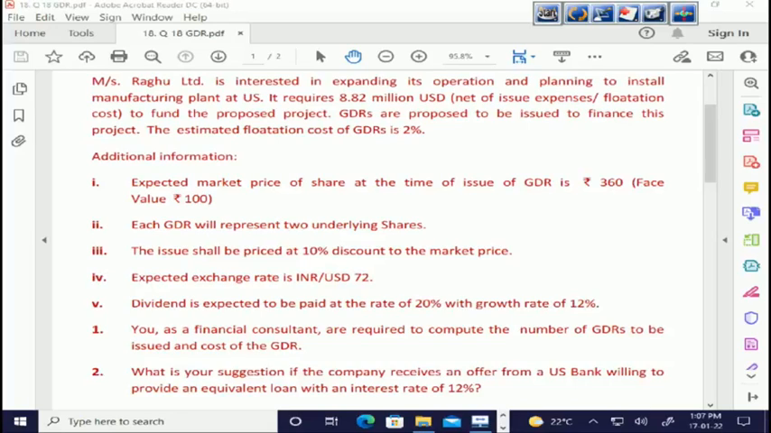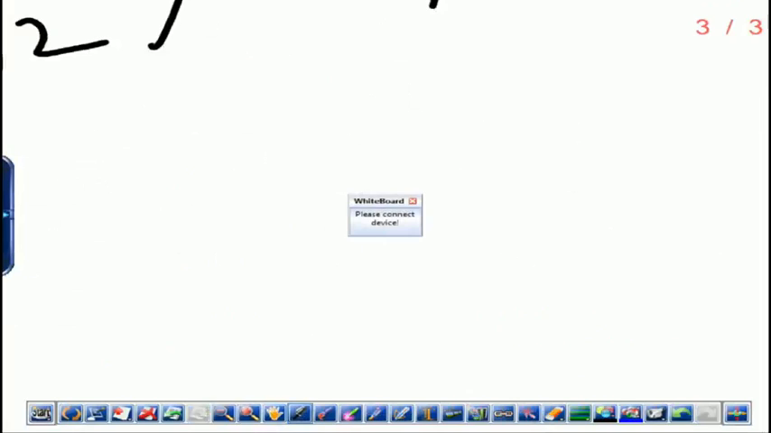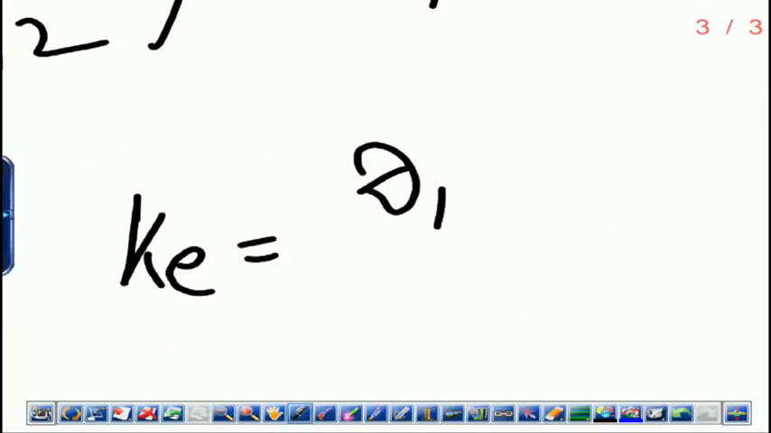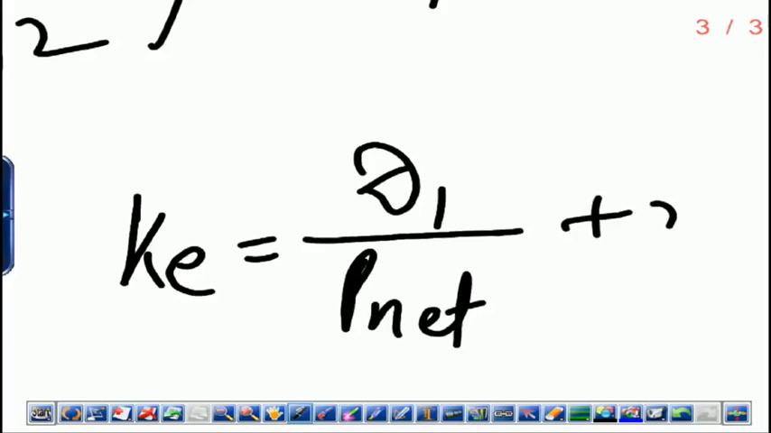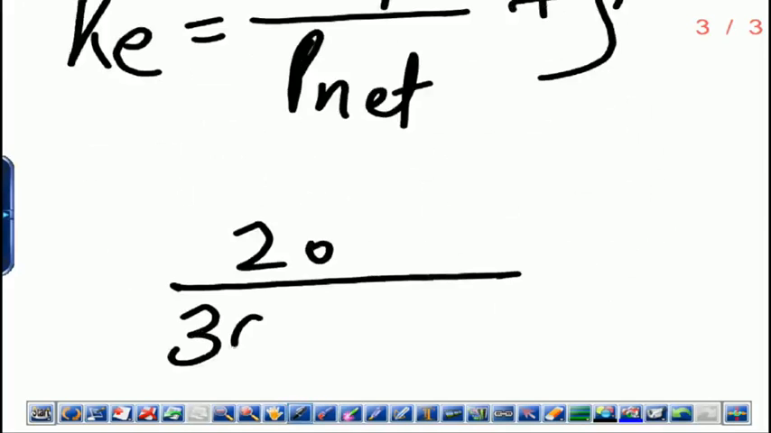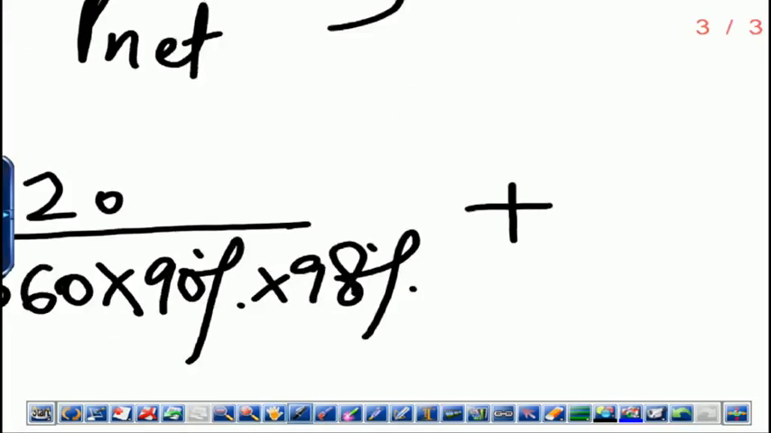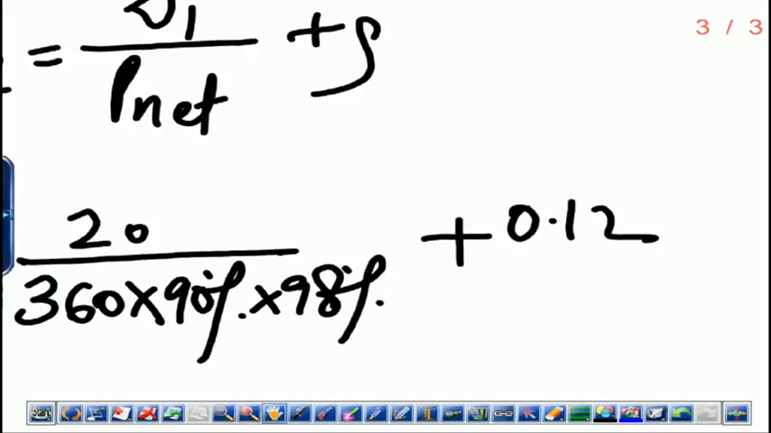This D1 of 20 rupees is per share. If you want to make it per GDR, you can multiply that by 2 and say 40. That's fine, but what's the sense? Instead, let it be 20. So 20% of 100 is 20. So we have KE equals D1 by P net plus g. D1 is 20, taken per share. So the per share net price is 360 into 90% into 98%. Why have you taken net over here? Because in the formula there is net, and plus 0.12 separately. Let me just show the steps.